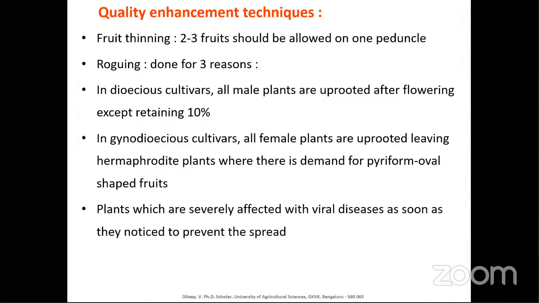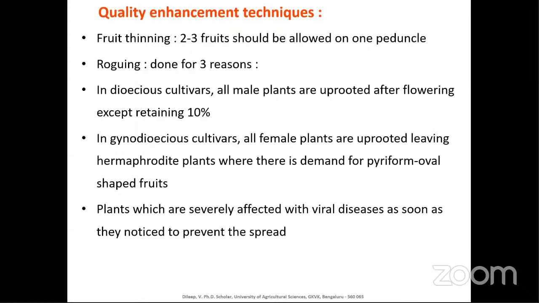Why they do this: we have seen what fruits come from the pistillate flower and what fruits come from the hermaphrodite flowers. So if there is any demand for hermaphrodite fruits, that is fruits of cylindrical shape, they will retain only the hermaphrodite plants and remove the female plants. In that case, rogueing may also be done. And in the third case, the plants which are severely affected with viral disease.